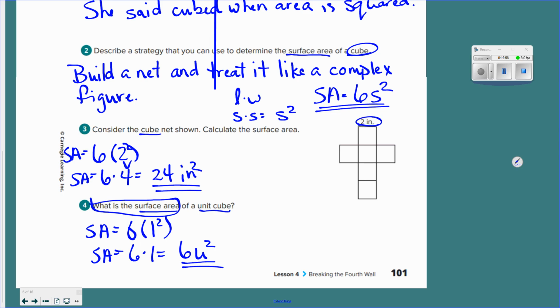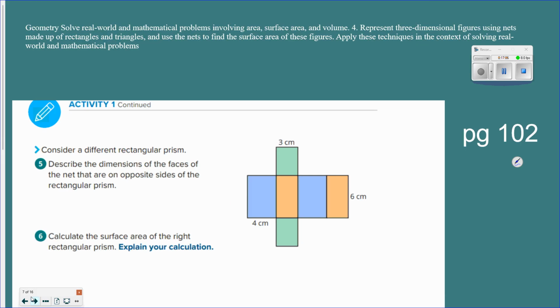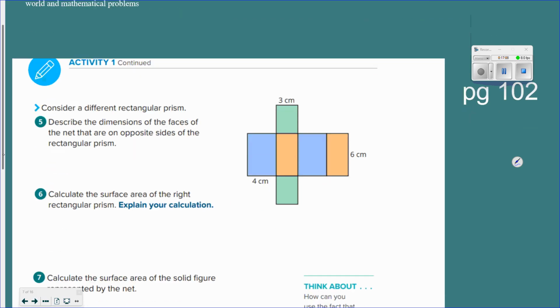Okay? If I am looking at an actual problem, and this is what I want you guys to go through, but we've got 2 minutes left, so I'm going to have to walk through it with you, mostly because it's on the video. If I look at a right rectangular prism, they've only given me 3 different measures, haven't they? But I have 6 different figures to find an area for.